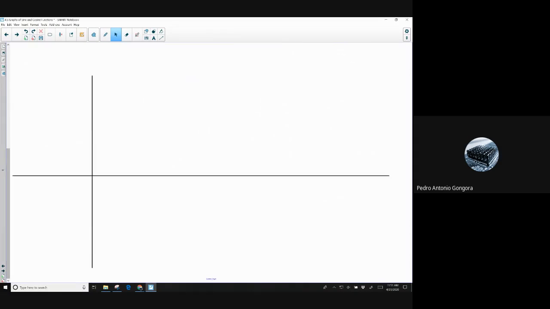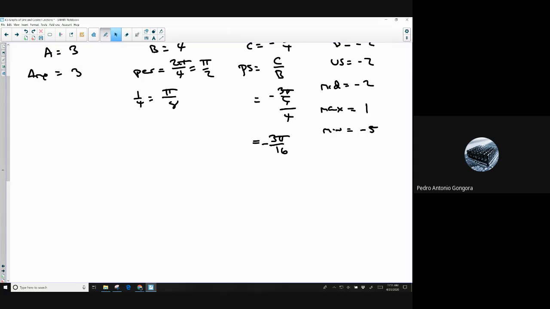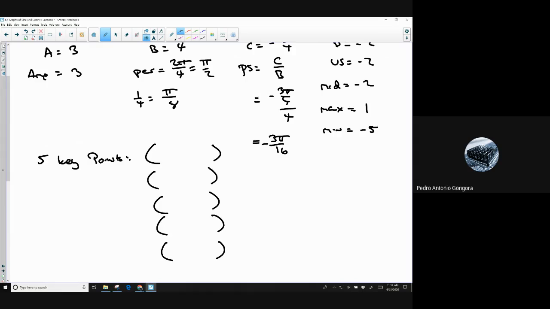Now, let's move this. Let's get a little more room. Move this down. And let's get our 5 key points. 1, 2, 3, 4, 5. The function starts at the phase shift, always. Then we take negative 3 pi over 16, and I add a quarter of the period. Well, 2 pi over 16, so it's going to be negative pi over 16. Then the next one would be a positive pi over 16. Then, well, this actually worked out easier than I thought it was going to.